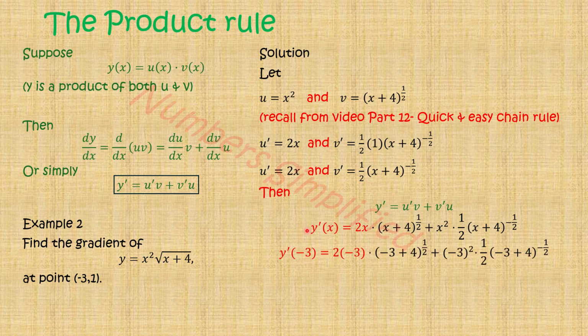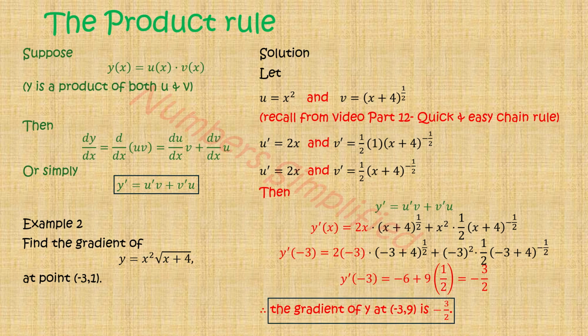Then of course, since we are trying to find the gradient at the point (minus 3, 1), where we have x, we substitute with minus 3, so that y prime of minus 3 becomes all of that. And simplifying further each and every term, y prime of minus 3 becomes minus 6 plus 9 times a half. And that simplifies to minus 3 over 2. Therefore, the gradient of y at the point (minus 3, 1) is minus 3 over 2. And that is our final solution.